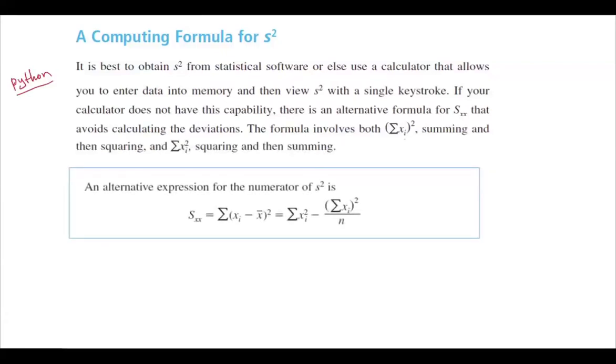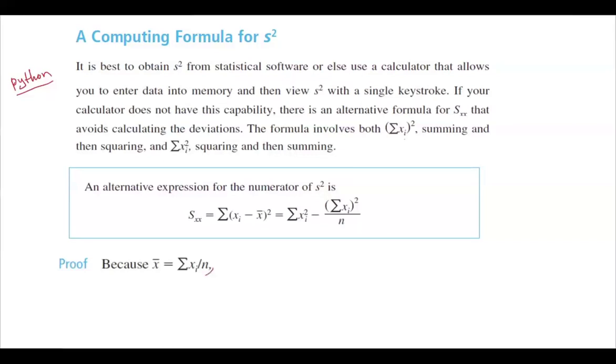So again, an alternative expression for the numerator of s squared is S sub xx, which is equal to the summation of deviations to the second power, or as you remember, you can write it as the summation of xi to the second power minus the summation of xi, squared, divided by n. So what's the proof behind this formula?